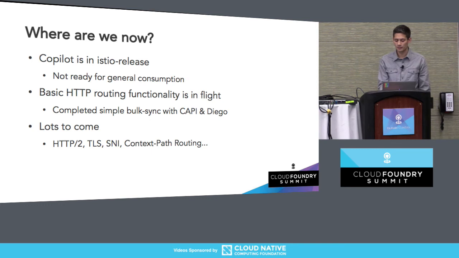So where are we right now? Early iterations of Copilot are currently in Istio release, which is a BOSH release that the routing team has put together. When deployed, the generic configuration consists of two Istio routers, which are the ingress gateway Envoys, and then an Istio control VM, which consists of Copilot and Pilot. This is under heavy development, so use at your own risk. If you have questions about it or if you're using it and it breaks, we probably can't provide the best support right now as we're just continuing to iterate as much as we can on it.